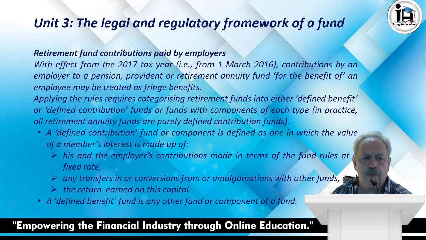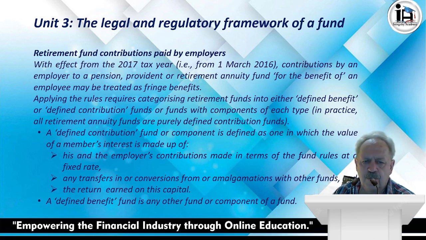With effect from the 2017 tax year, for example, from 1 March 2016, contributions by an employer to a pension, provident, or retirement annuity fund for the benefit of an employee may then be treated as a fringe benefit. Applying the rules required categorization of retirement funds into either defined benefit or defined contribution funds. We'll discuss this also.